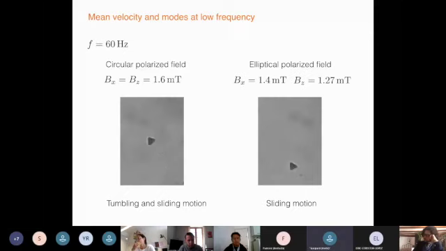So to stabilize the sliding mode, we realized that if we apply not a circularly polarized field, but an elliptical one, meaning that we decrease the Z component of the field, this means that on average, the permanent moment of the triangle will spend less time in the Z direction than in the X direction. And this prevents the triangle from tumbling and stabilizes the sliding mode.